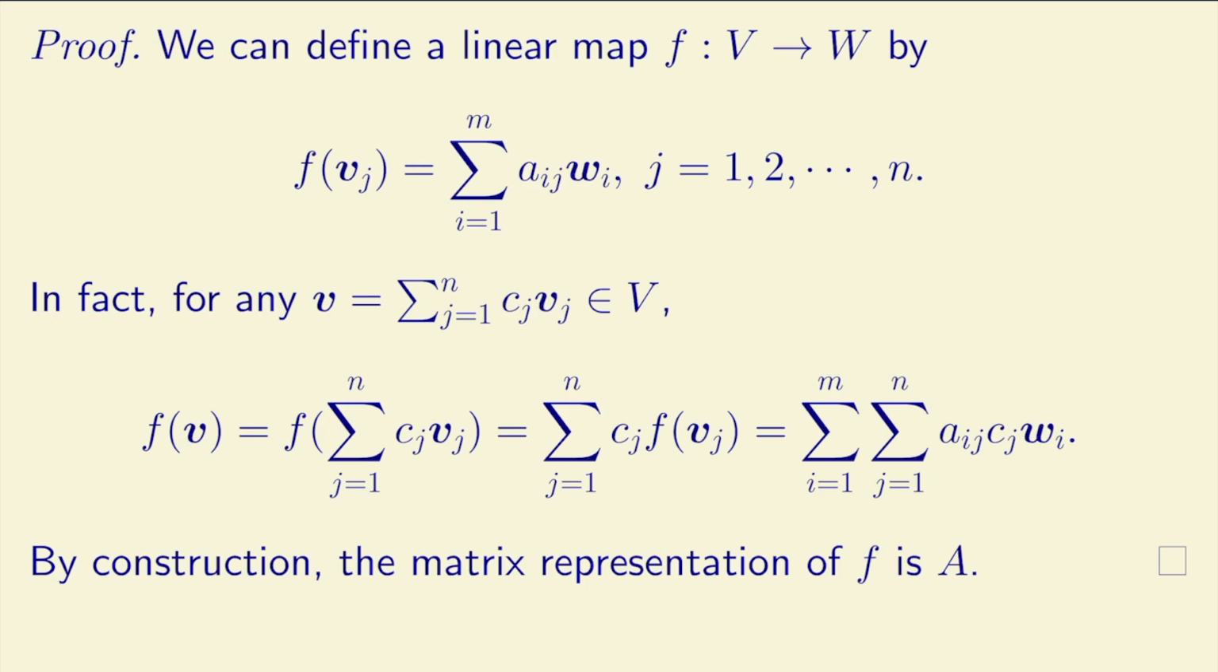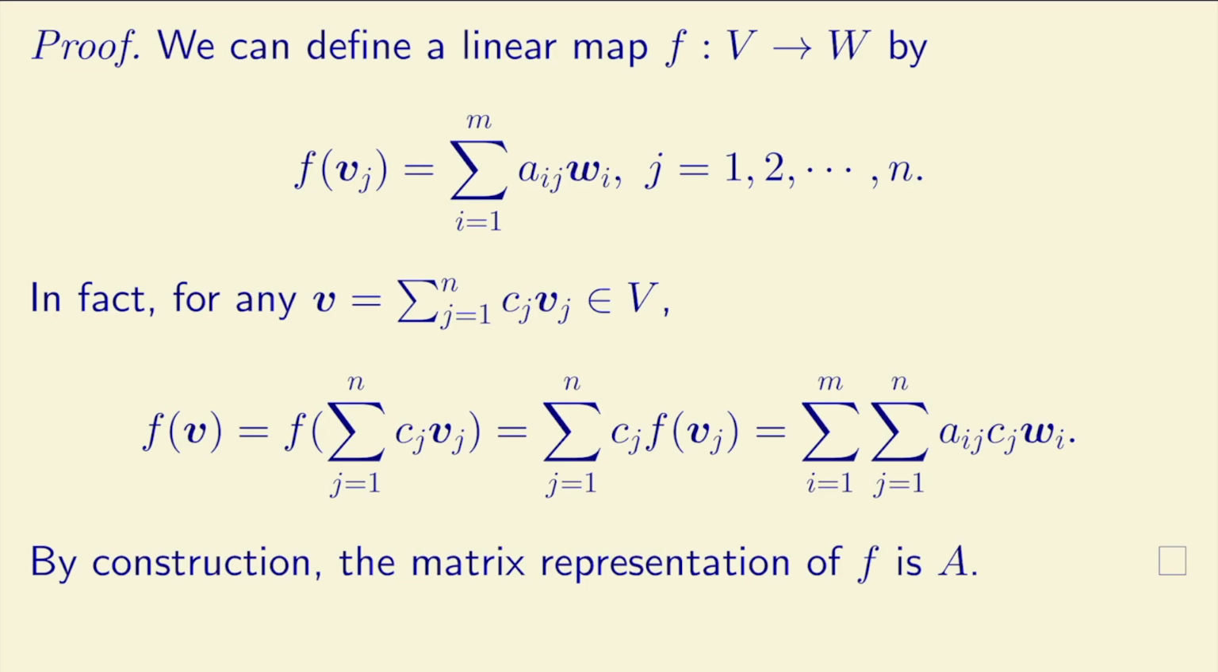We can define a linear map F from V to W by F of vj equals the sum from i equals 1 to m of aij times wi. So we just defined what the map does to the basis vectors based on the matrix coefficients. Then, since the map is linear, we know what it does to any vector in V. Okay, so that means we've created a perfect back and forth between linear maps and matrices, as long as we pick our bases. That's a huge deal.